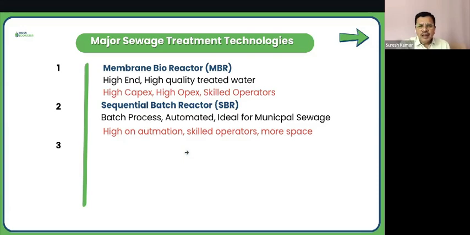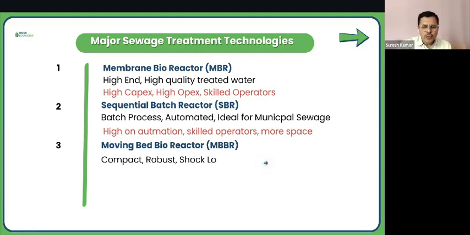Okay. The third technology that we can talk about is MBBR, Moving Bed Bioreactor. MBBR is again a continuous process. It is not a batch process. There is only one batch process, that is SBR. Rest all processes are continuous. That means they are not dependent on the availability of sewage. SBR by nature is dependent on the availability of sewage.